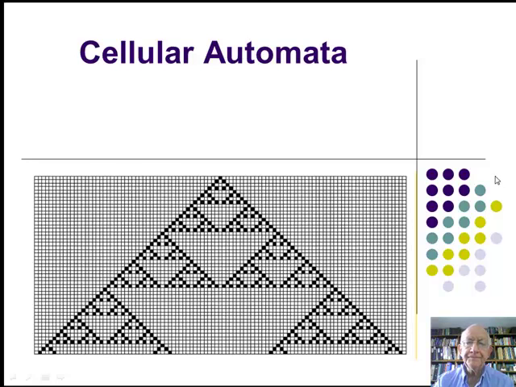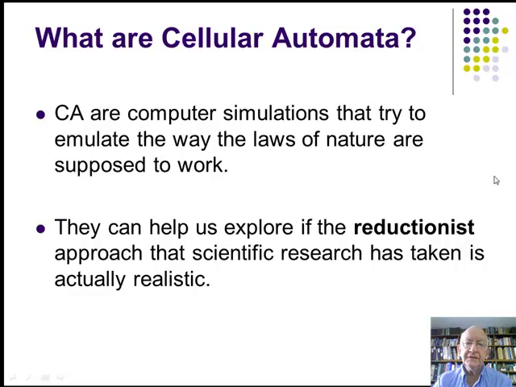Cellular automata. CA are computer simulations that try to emulate the way that laws of nature are supposed to work. They can help us explore if the reductionist approach that scientific research has taken is actually realistic.